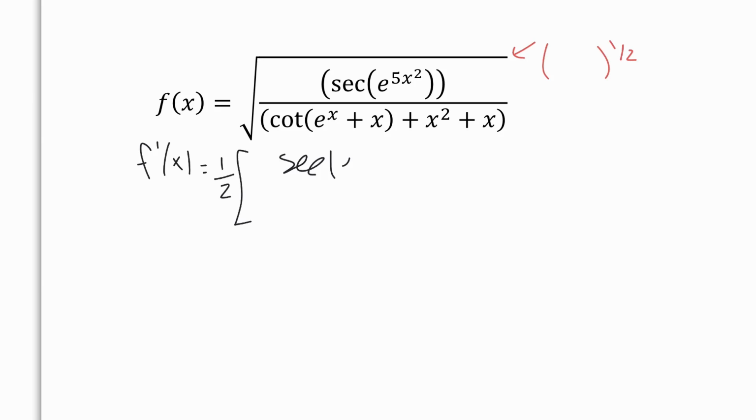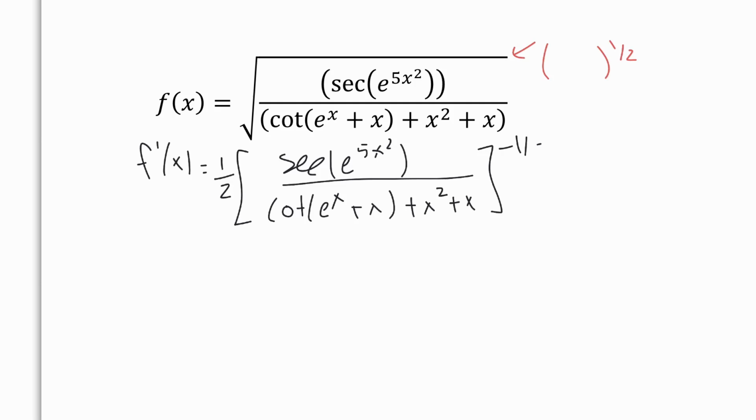Secant of e to the 5x squared over cotan of e to the x plus x squared plus x to the power of -1/2. That's the very first thing to do. The derivative of the root, the power rule, is applied at the very beginning.